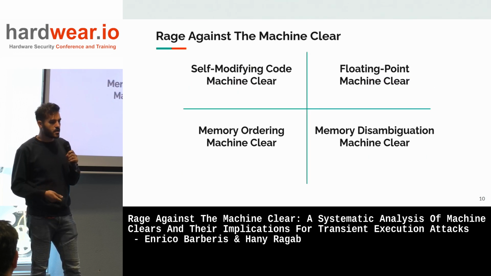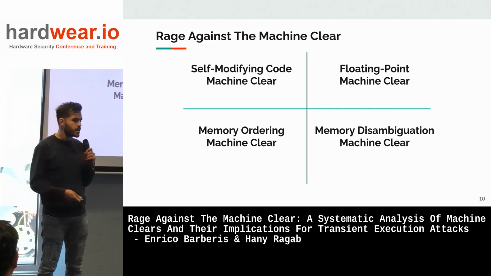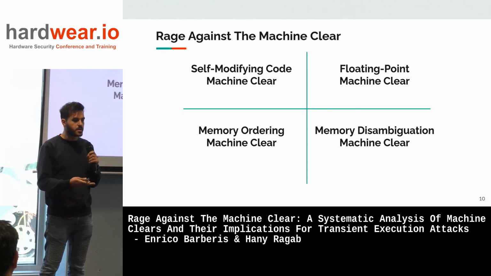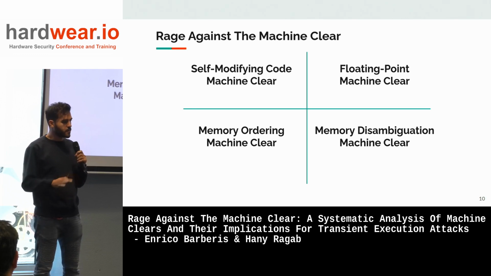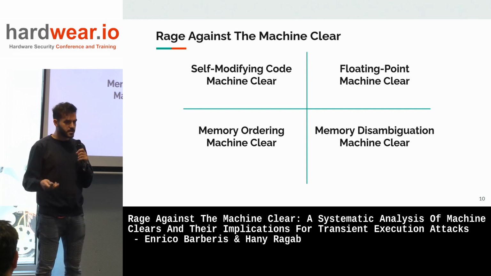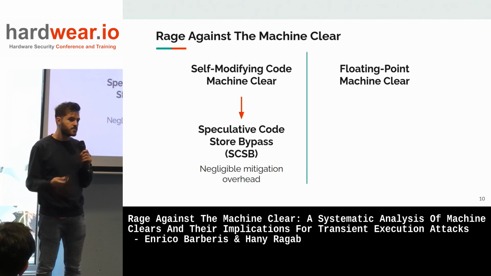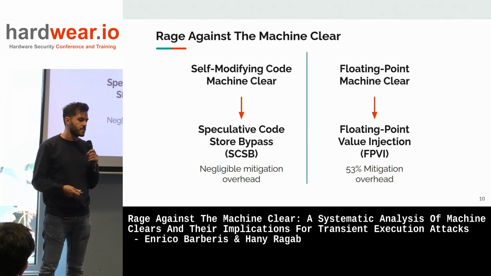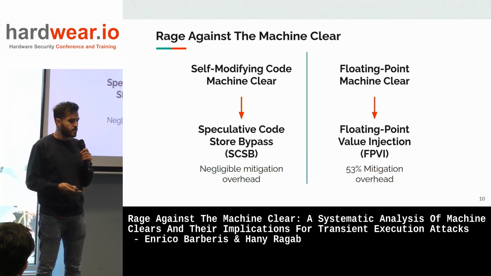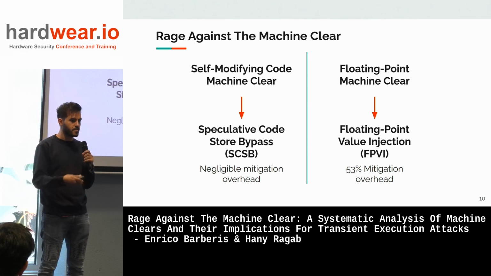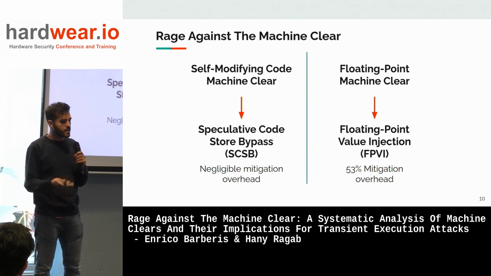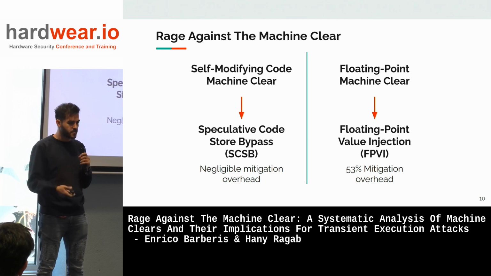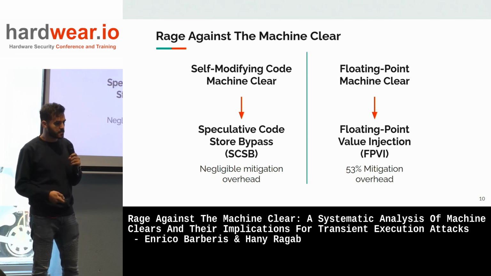So in this work, we performed the security analysis and the reverse engineering of the four main types of machine clear. The first one is self-modifying code. Then we have floating point, memory ordering, and memory disambiguation machine clear. These are four different causes of transient execution on modern CPUs. Two of which led us to two new transient execution attack primitives. The first one is Speculative Code Store Bypass, which is based on a transient window created because of self-modifying code. The second one is Floating Point Value Injection, which is based on a transient window originated by a floating point machine clear.